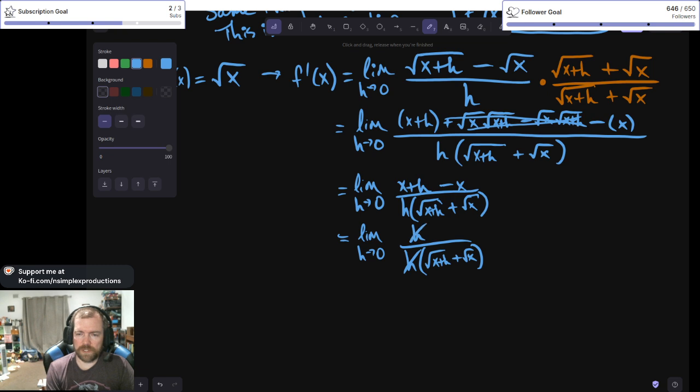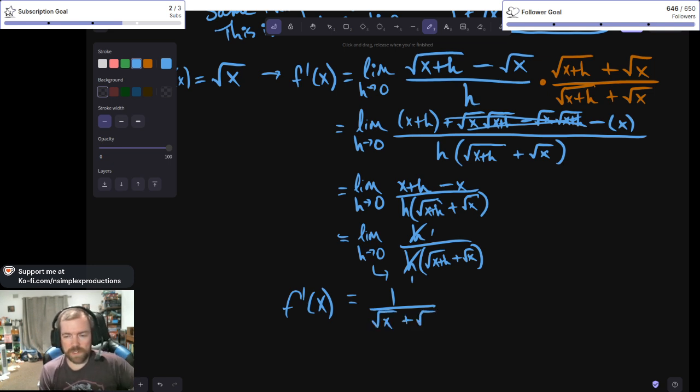Well, these h's are going to divide out, so we've only got ones, and the only other h that's here is inside of the square root, so we can apply this, and then we just get that 1 over f prime of x is equal to 1 over, here we have the square root of x plus 0 plus the square root of x. So f prime at x is now equal to 1 over twice square root of x.